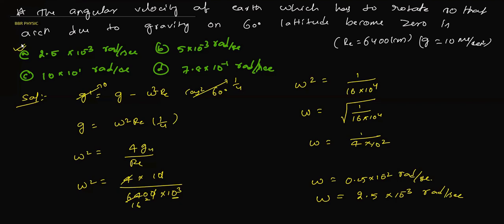For example, if they ask a question like this, what will happen? Here is a homework question we can solve like this. Suppose at the equator, g dash equals 0 and the latitude value becomes 0. Then you need to calculate the omega value. Comment on omega: what is the answer for omega?